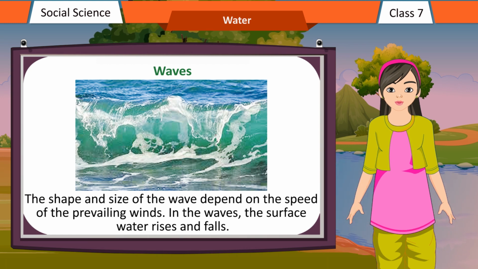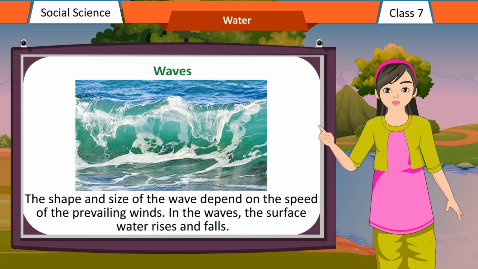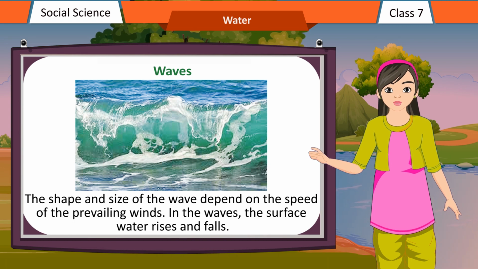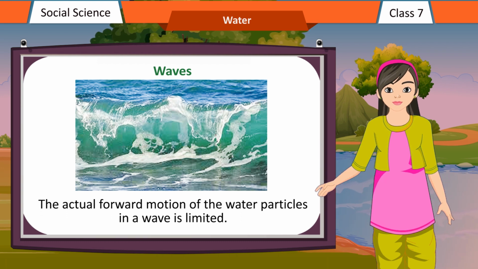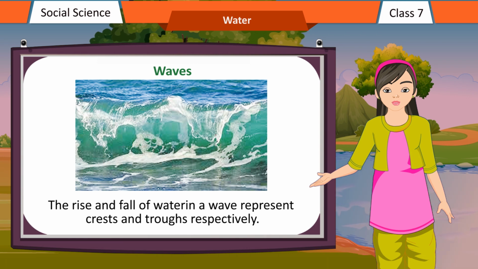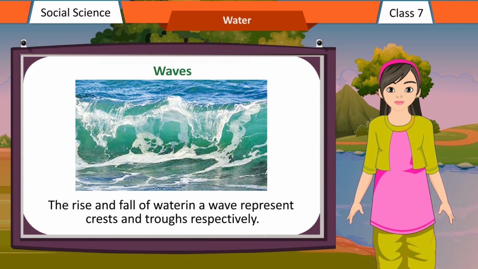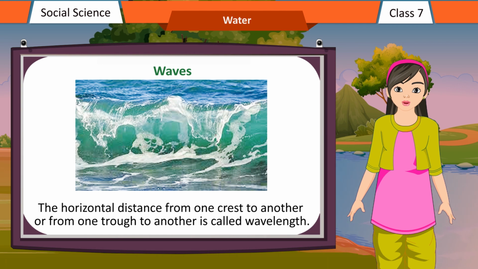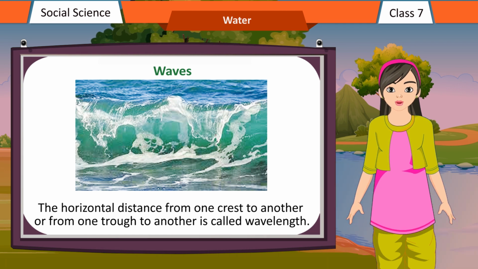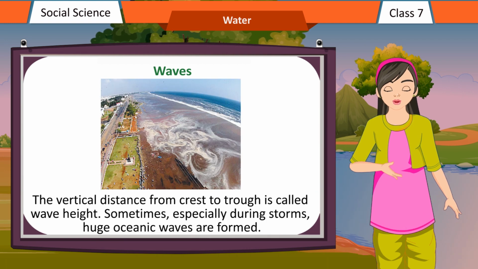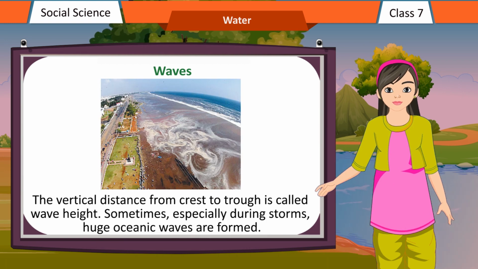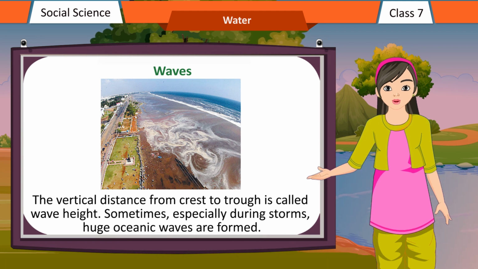The shape and size of the wave depend on the speed of the prevailing winds. In the waves, the surface water rises and falls. The actual forward motion of the water particles in a wave is limited. The rise and fall of water in a wave represent crests and troughs respectively. The horizontal distance from one crest to another or from one trough to another is called wave length. The vertical distance from crest to trough is called wave height. Sometimes, especially during storms, huge oceanic waves are formed.